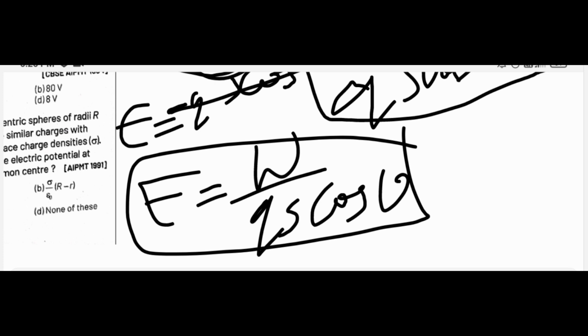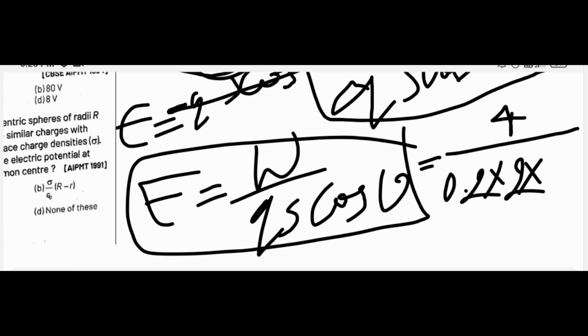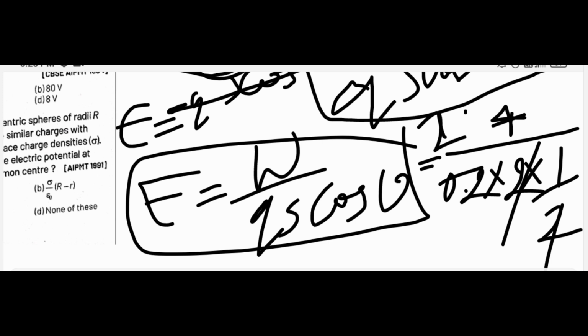So work done they have given, that is 4 joule, and the charge is 0.2 coulomb. Again, the distance they have given, that is 2, and cos 60 will be half, and this 2 and this half will cancel here. 4 divided by 0.2 is equal to 20, right? So which will be 20 Newton per coulomb.